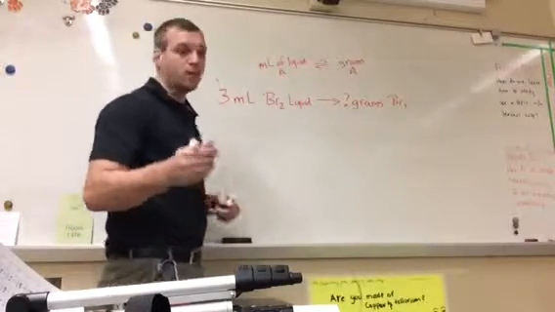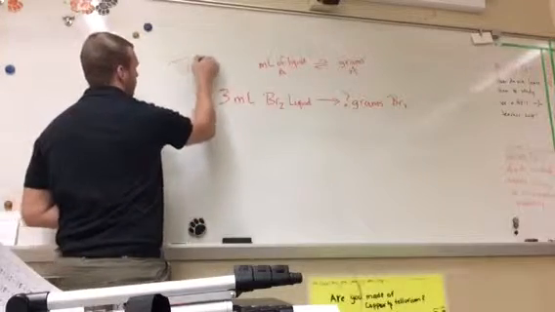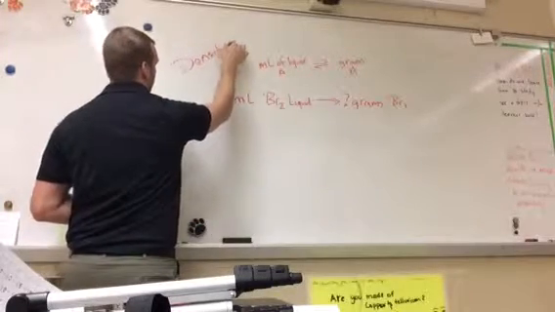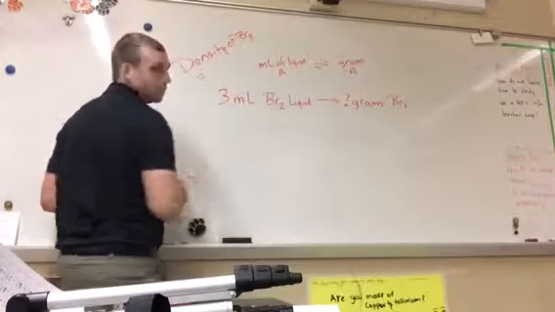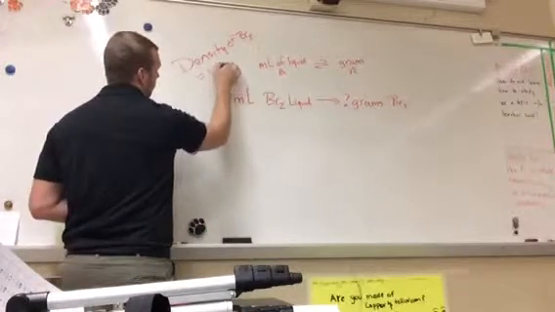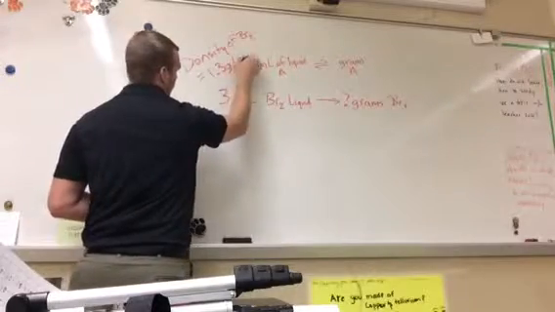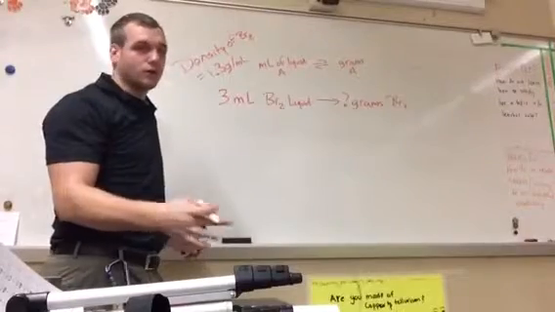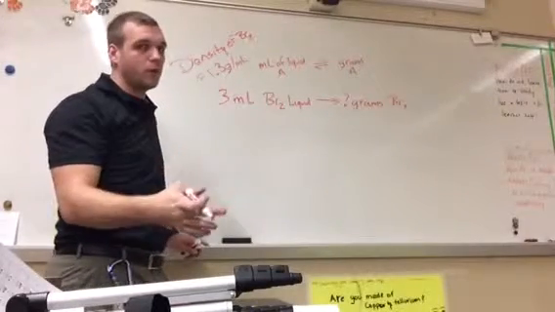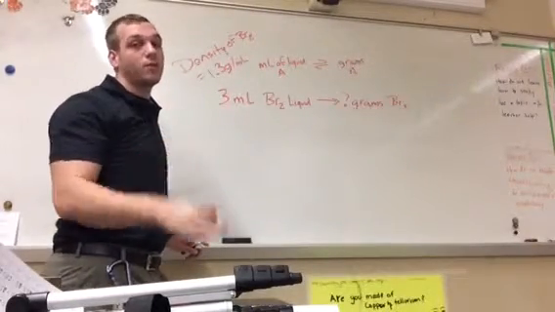I'm going to make it up. Let's say the density of bromine equals 1.3 grams per milliliter. Okay, that's always going to change. Don't think that the 1.3 is always going to be 1.3. It's going to change depending on the problem.